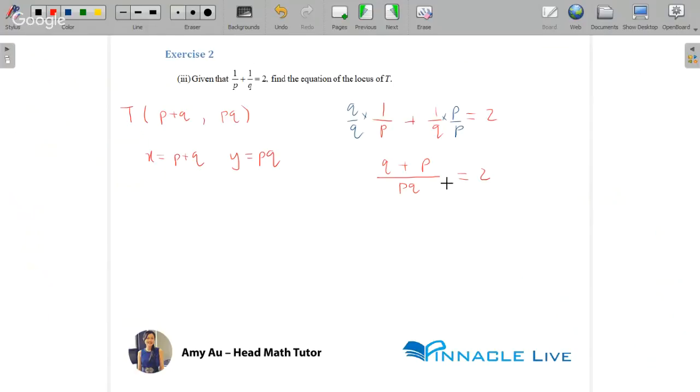Okay, you see how once I make it one fraction, you see P plus Q and PQ, which is perfect because you know what they respectively are equal to. So X is P plus Q, so just sub X in there. And Y is PQ, so Y in there. So X is equal to 2Y, or in other words, Y equals a half X. That means the locus of T, if that condition was true, is a straight line. That's what this is saying.